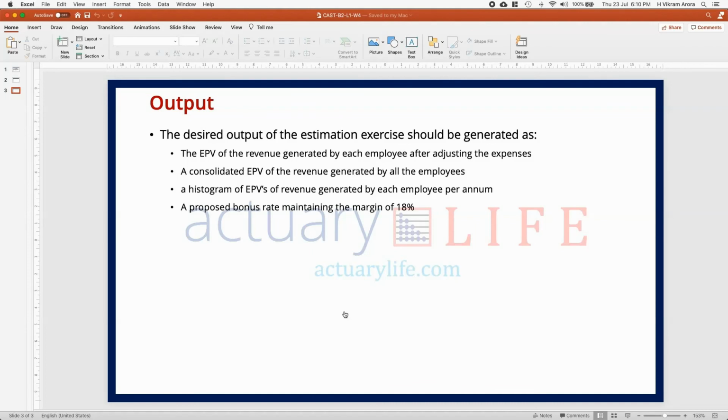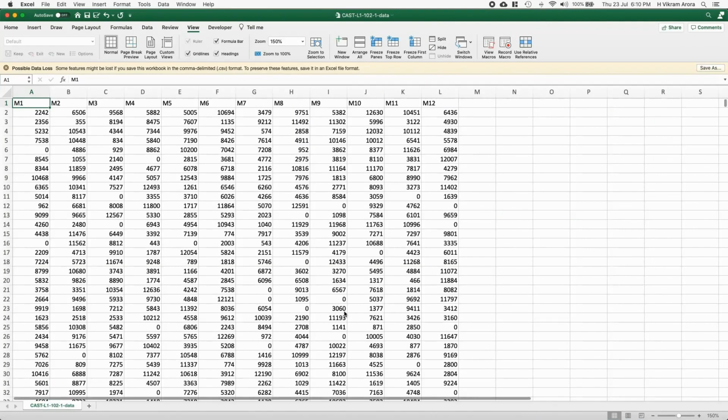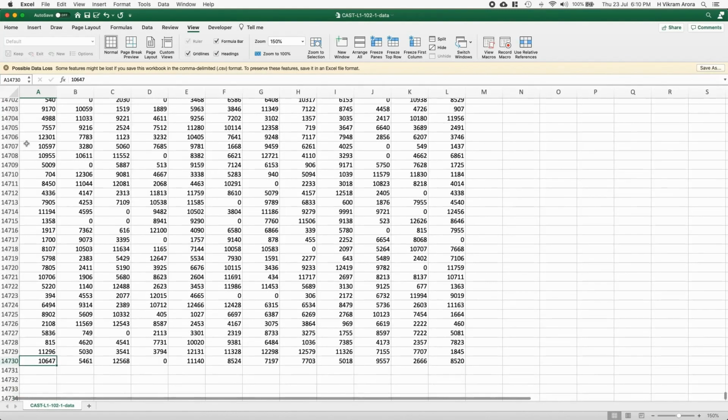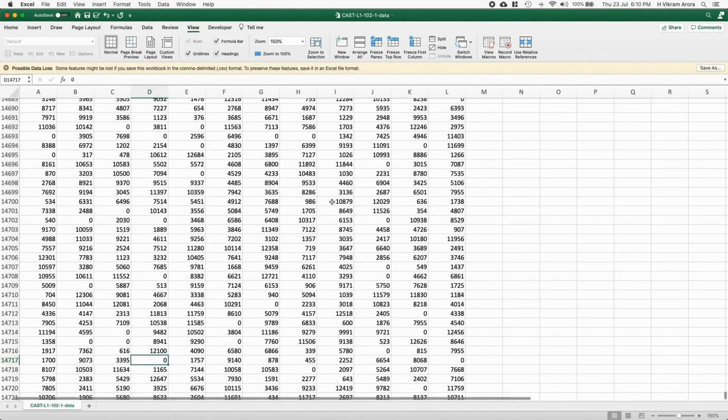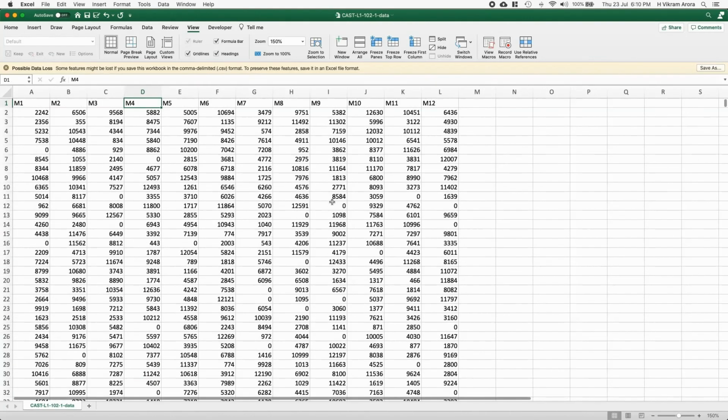Let's have a look at the data as well. So this is our data, which is for 12 months, as you can see, and it is for, I guess, 14,729 employees. You can see some cash flows are also zero, and all the other cash flows are positive. There is no negative revenue generated, assuming everything is good. Either they don't work, or if they work, it produces positive cash flow. Or even if there is a negative adjustment, it is not shown here. So these are all numbers which represent the revenue generated by each employee, which is linked to their performance.